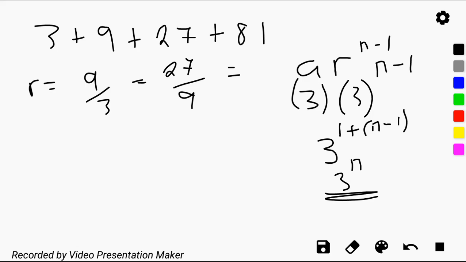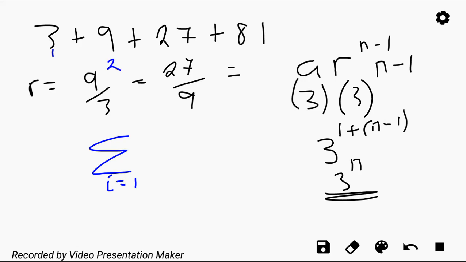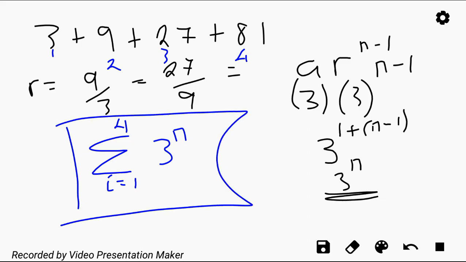Therefore my sigma expression is going to be sigma, i starting from 1 to, how many terms do I have? 1, 2, 3, 4. So from 1 to 4, and then my expression 3 to the power i. So this is my sigma notation. There we have it.